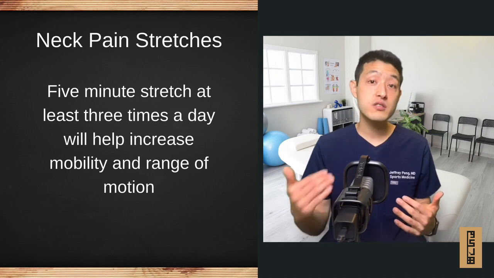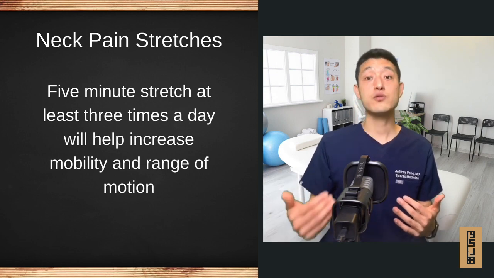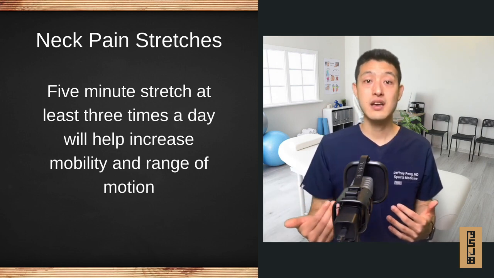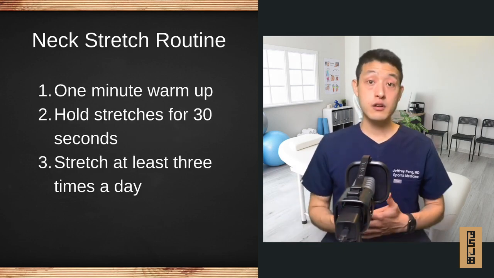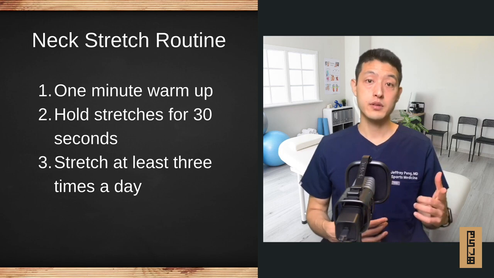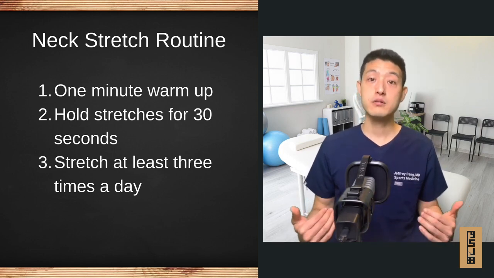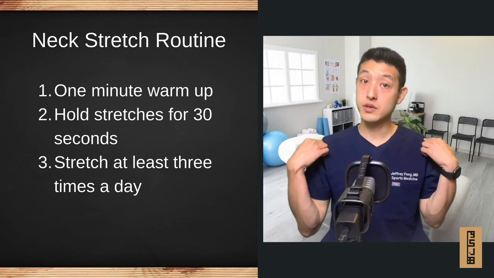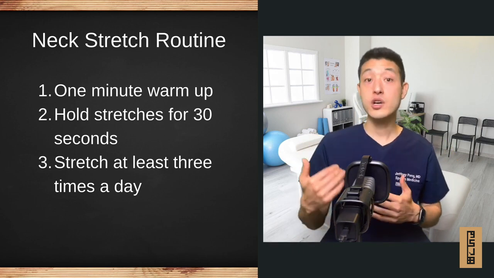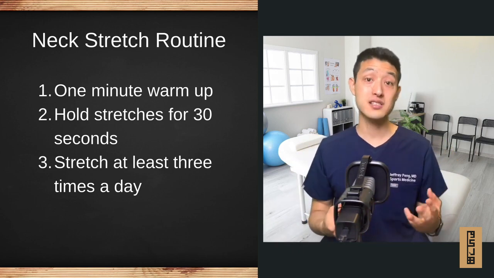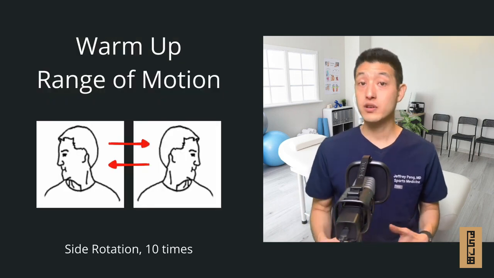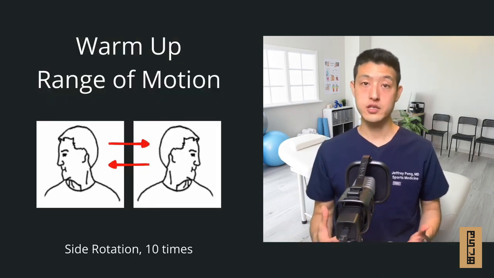This way, you are slowly increasing mobility and range of motion of the neck muscles that often get tighter and tighter throughout the day. We'll first start off with a 1-minute warm-up. This will help get blood flow to our neck and our shoulder muscles. Then we'll work on stretching out the neck muscles by holding each stretch for 30 seconds. So for our warm-up, we're going to first work on some neck rotations.